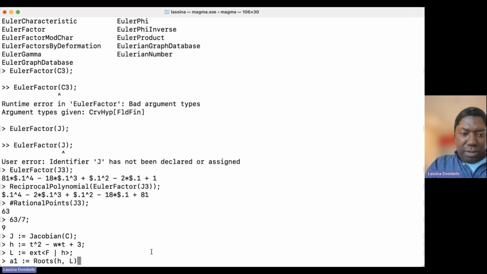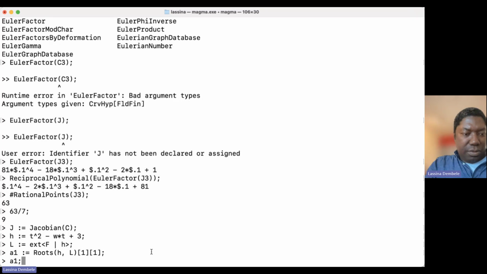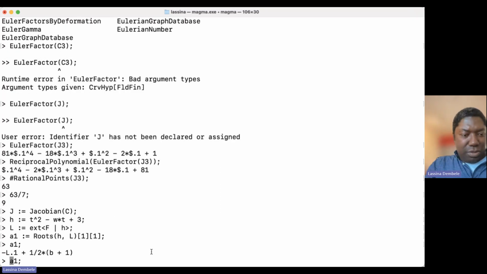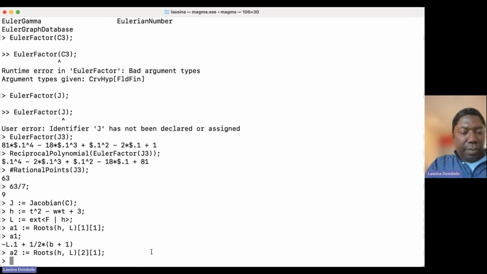If I take the root of this polynomial, so this is one root, I'm going to take the second root, and then using this I'm going to define 2 points. Remember, on the Jacobian we need points of degree 0. The divisor must have degree 0, so I'm trying to construct a degree 0 divisor using this.